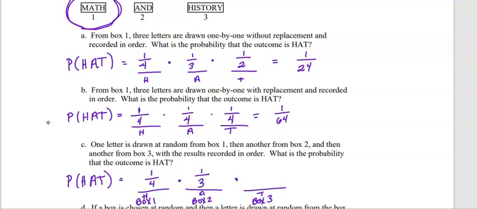And then in box 3, I want a T. There is one T out of the 7 letters in the word history. So there's a 1 in 7 chance of getting a T out of box 3. Multiply my answers. I get 1 on top. On the bottom, 4 times 3 is 12. 12 times 7 is 84. So I have a 1 in 84 chance of getting hat when I pull from box 1, then box 2, then box 3.